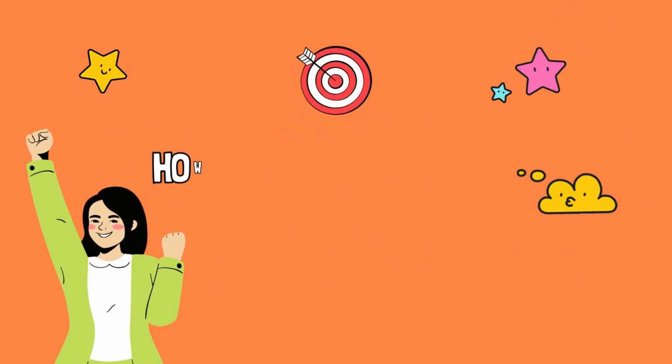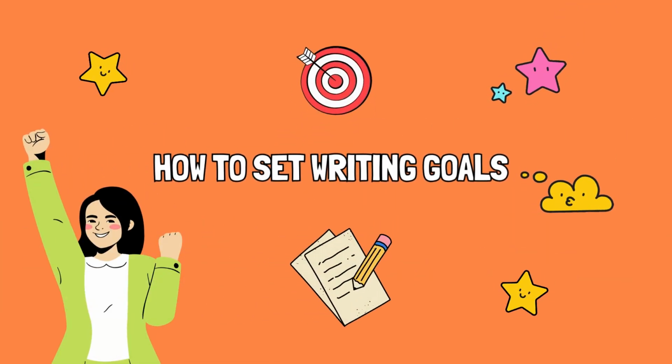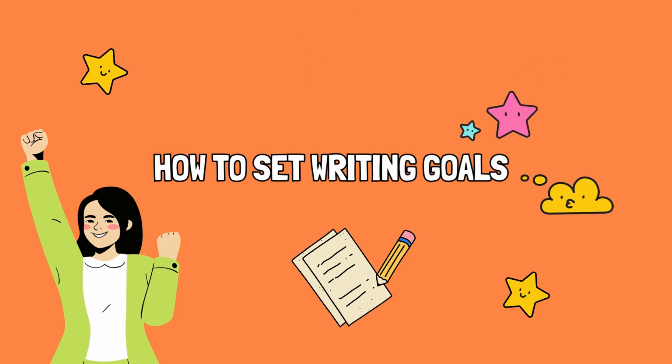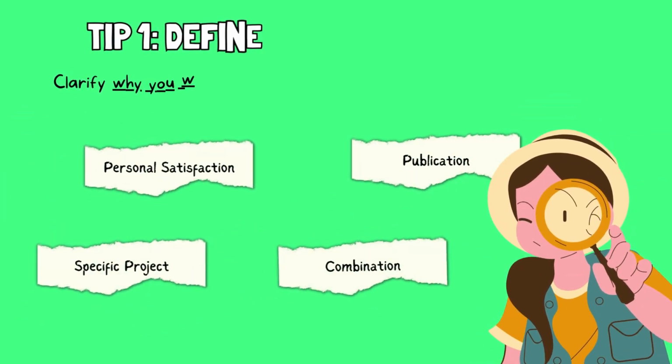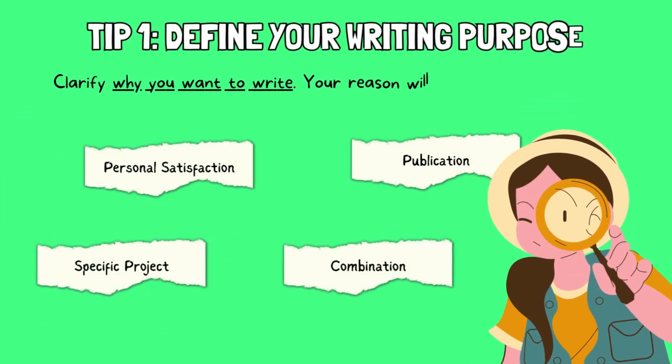Now, to help you create effective writing goals, here are 12 tips you can follow. Tip 1. Define your writing purpose. Clarify why you want to write. Is it for personal satisfaction, publication, a specific project, or a combination? Understanding your purpose will guide your goal setting.